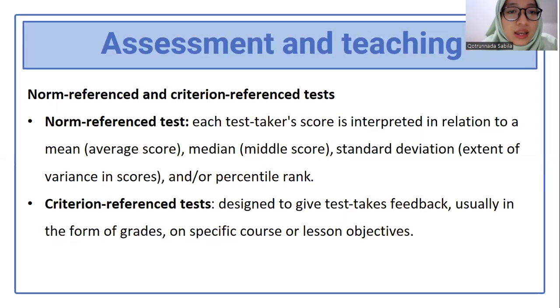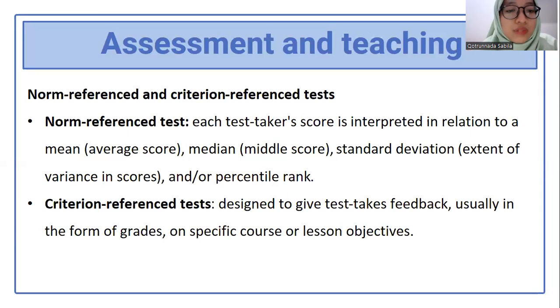Norm-referenced and criterion-referenced tests. In a norm-referenced test, each test taker's score is interpreted in relation to a mean or average score, median or middle score, standard deviation or extent of variation in scores, and percentile rank. The purpose in such tests is to place test takers along a mathematical continuum in rank order.